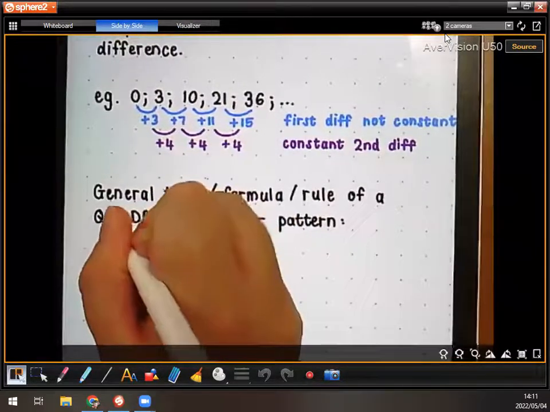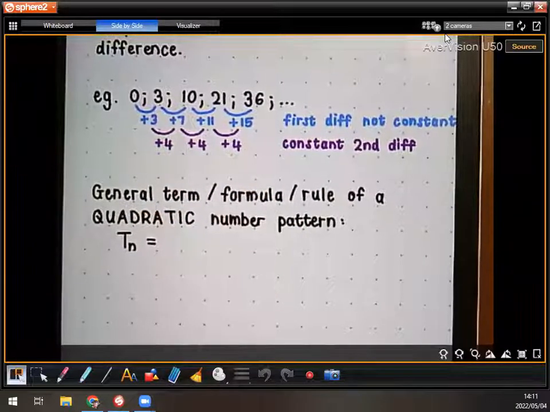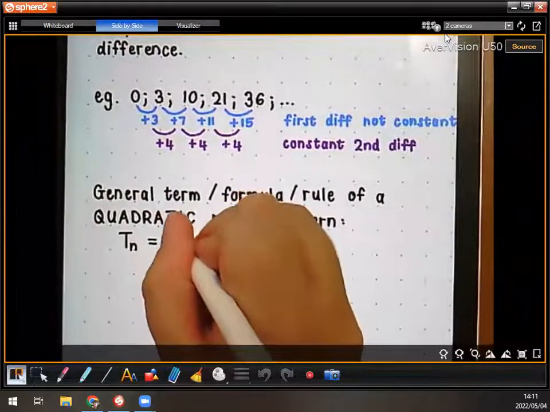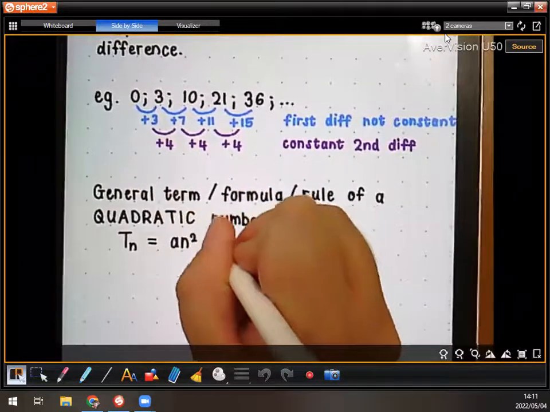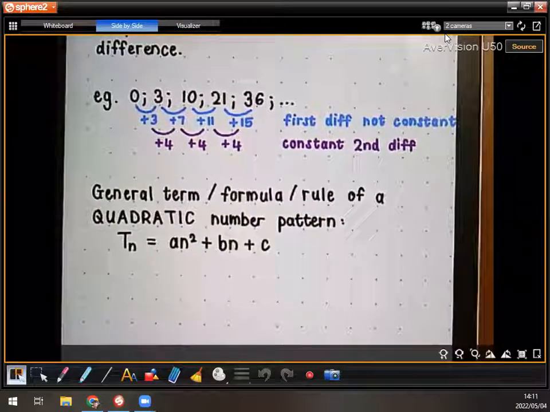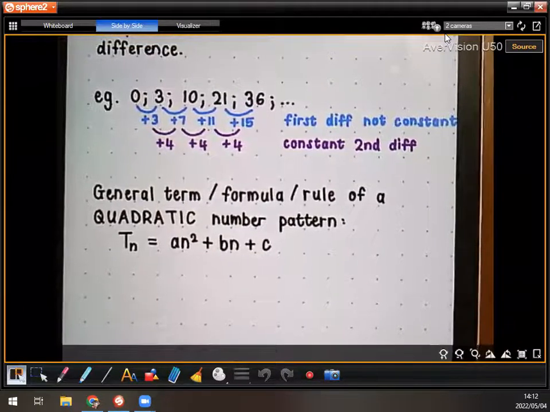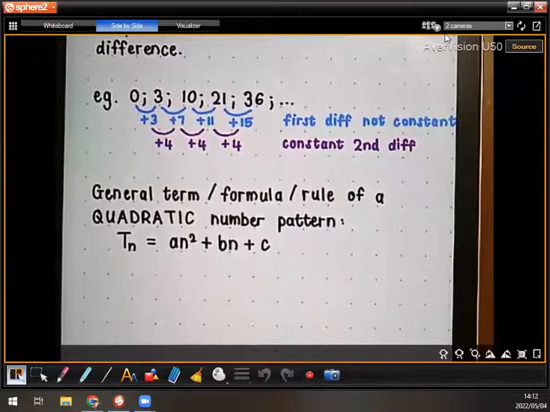So the general term formula, again, we're going to say Tn, right? Just like for the linear number pattern. But now the formula is going to be an squared plus bn plus c. Guys, when we worked with quadratic equations at the beginning of the year, we said ax squared plus bx plus c. All right, so it's the same type of situation that we have here. Instead of x, we're just using n. Okay, n the term number.